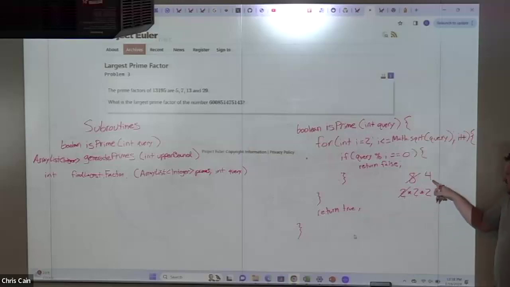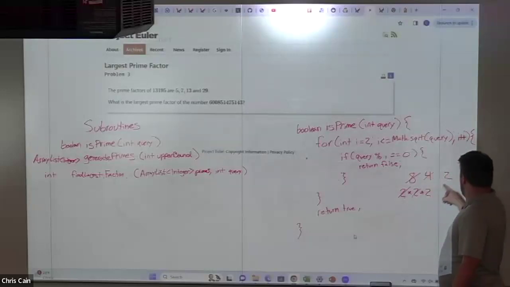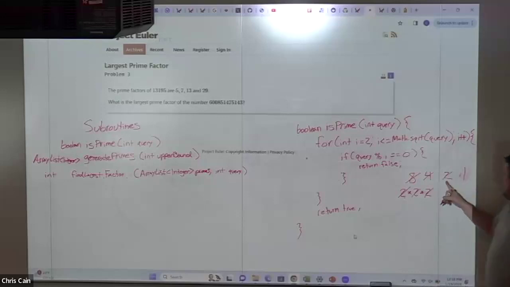Iteratively now, we're going to check 2 again. Does 2 go into 4? Yes, we're going to divide this by 2. Does 2 go into 2? Yes. When this reaches 1, not 0, when you divide 2 by 2, you get 1. When this number reaches 1, you found that prime sequence. And the last number that you checked was the largest prime factor of that number.